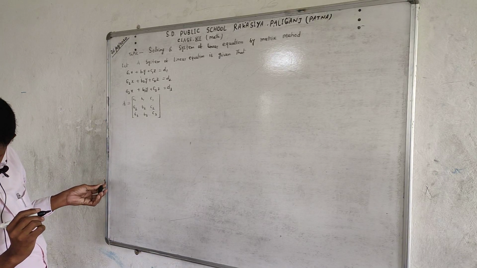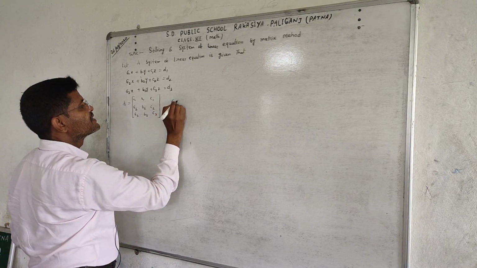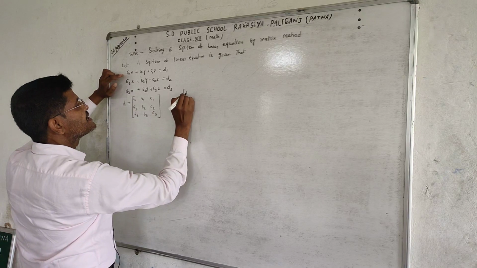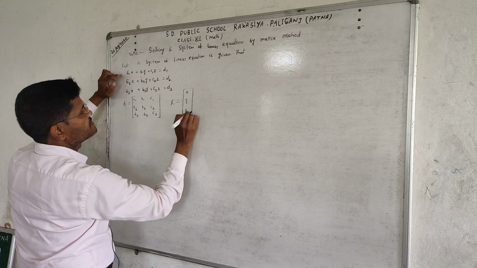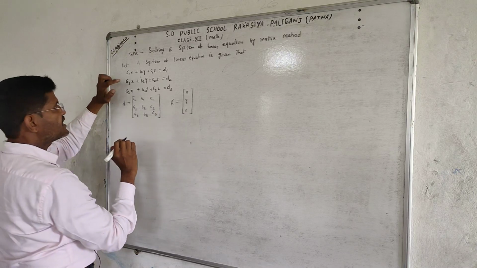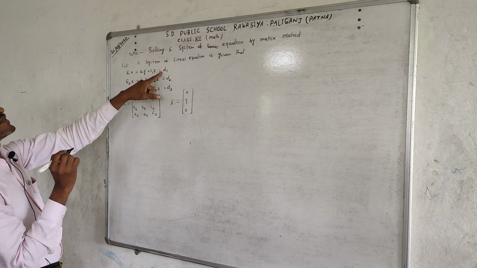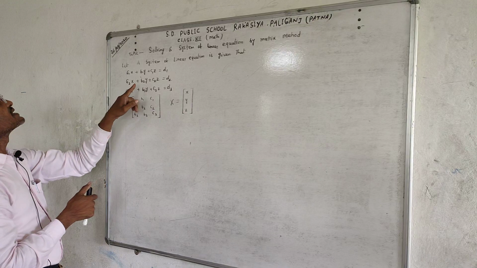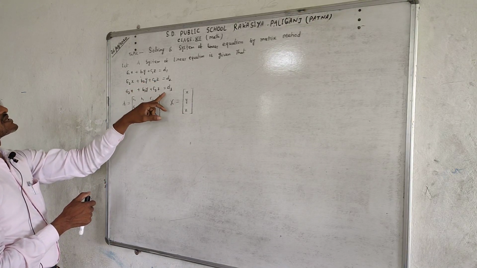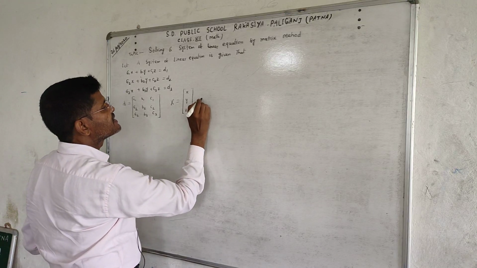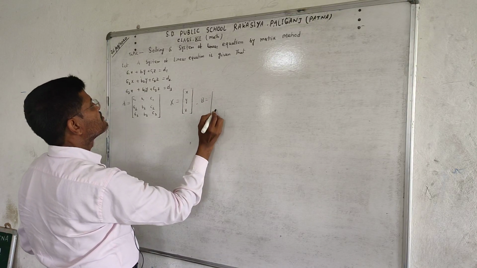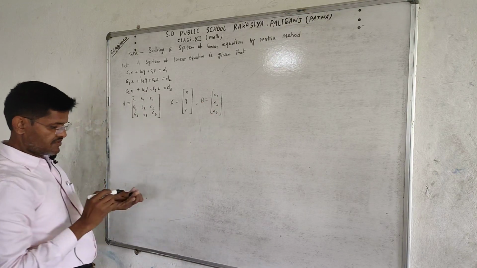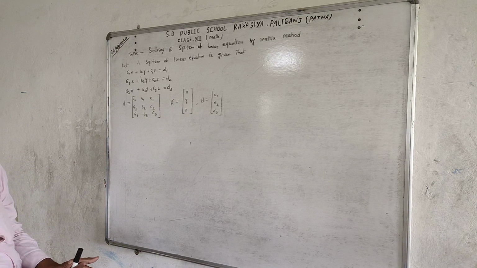And again, we make a matrix of the variables, and this matrix is denoted by X. The matrix X is x, y, and z. It is the second matrix. And the third matrix is made by the constants of the equations. The constant of the first equation is d1, of the second equation is d2, of the third equation is d3, and it is represented by matrix B. The matrix B is d1, d2, and d3.